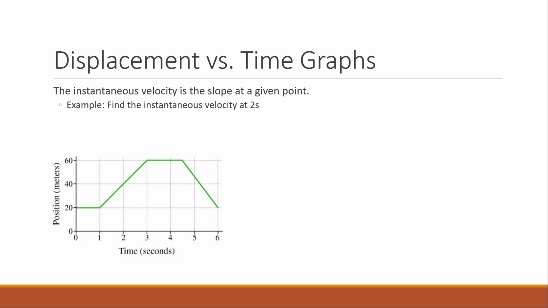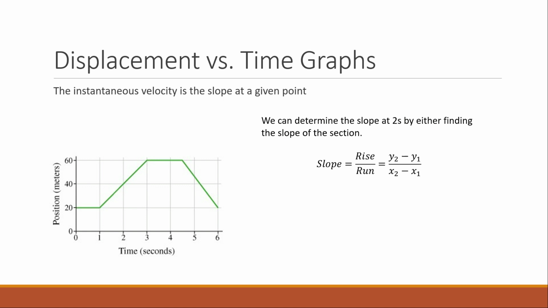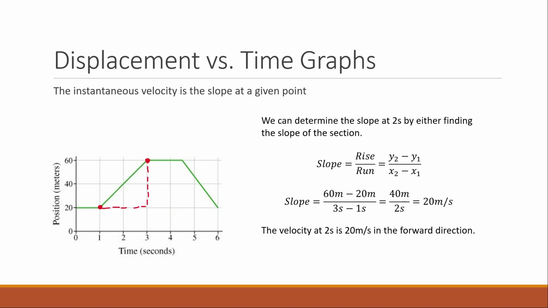Now if we take a look at the 2-second period, we can see that it is a nice smooth line that actually shares a slope with all of the points between 1 and 3 seconds. So we can determine the slope at 2 seconds by finding the slope of the whole section, using our slope function, rise over run, or y2 minus y1 over x2 minus x1. If I were to do that, I would choose 2 points, perhaps this point at 1 second and this point at 3 seconds.